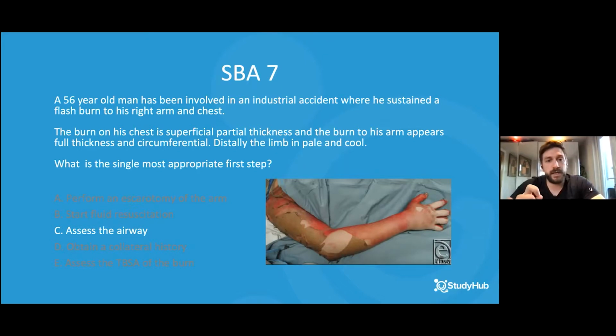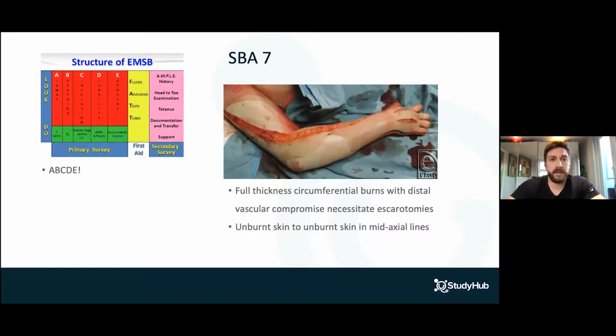Although performing an escharotomy of the arm is something that you will likely need to do, because this arm has vascular compromise and you're going to need to perform escharotomy to reduce the pressure, it's not the single most appropriate first step. If this person has an inhalation injury that you miss, that's going to kill them a lot quicker than the fact that their hand is dying because they need an escharotomy. So again, think about your ABCDE, think about your structure, and think about your exam technique.